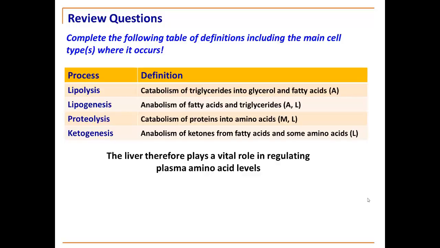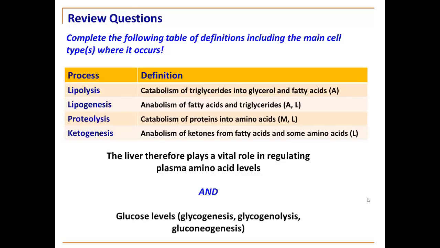So therefore, what you can see from this is that the liver plays an absolutely essential role in regulating our plasma amino acid levels, and by its same roles in our glucose levels, because it plays a role in glycogenesis, making glycogen, glycogenolysis, breaking down glycogen, and gluconeogenesis, making glucose from non-carbohydrate sources such as our amino acids.